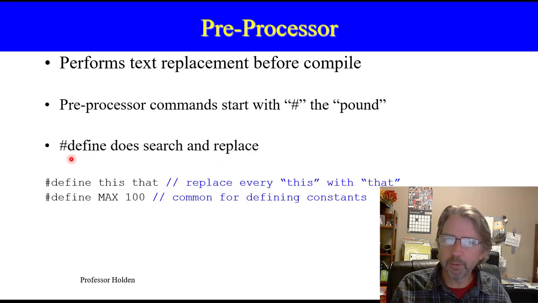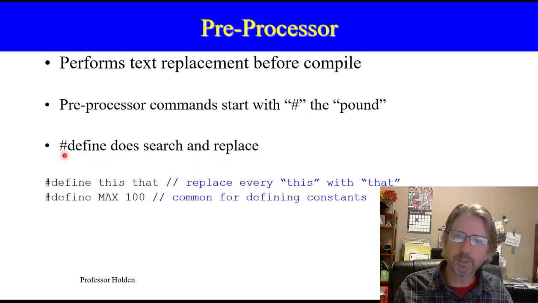The other one is pound define, and this one is a direct search and replace within your code. So pound define, and then there are always two words, two things separated with a space, and pound define this, that, tells the preprocessor that before we compile it, we find every this, THIS, in the code, and we delete it and replace it with that. So this would be a terrible, terrible thing to do in your program because it would make it really hard to read, this first example.